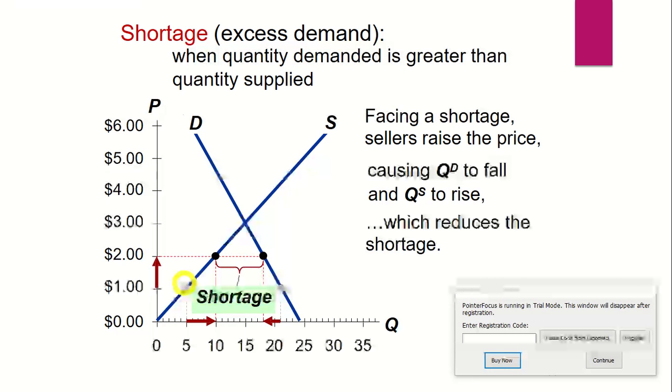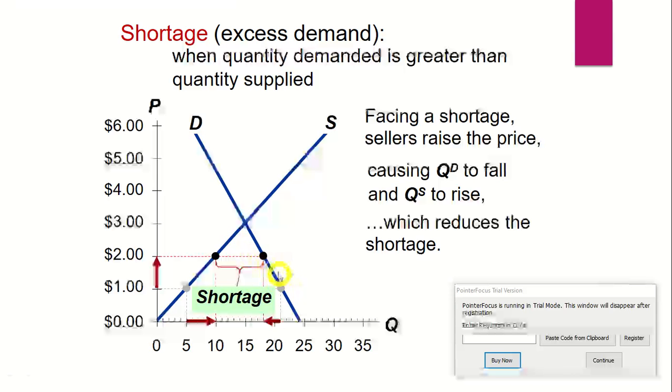Facing the shortage, sellers raise the prices because sellers are not willing to sell more lattes at $1. So the price rises from $1 to $2. As there is great demand for lattes, sellers raise the price. Now the price is $2. This causes quantity demanded to fall because lattes become more expensive now.